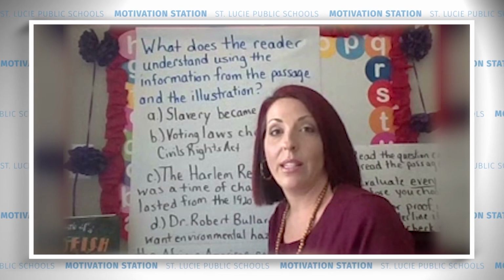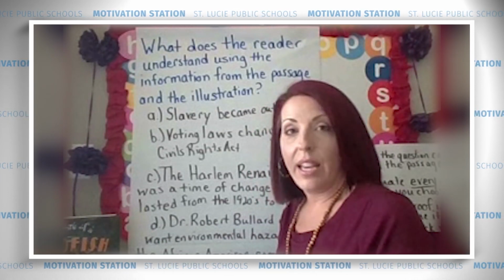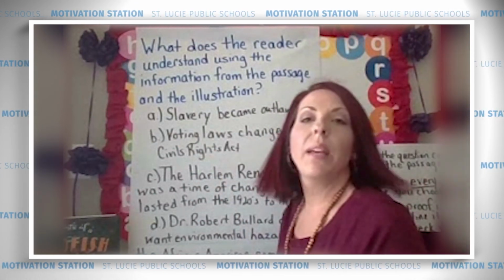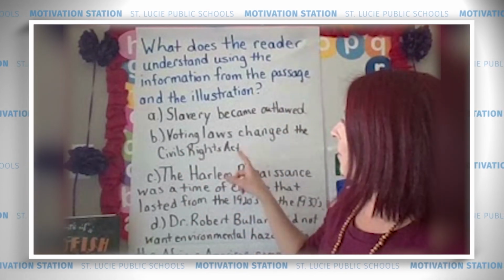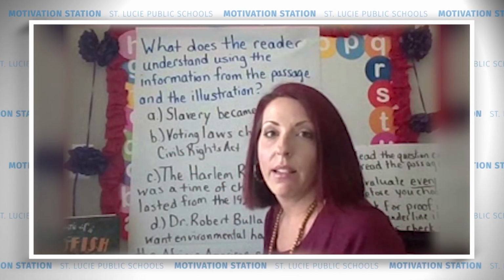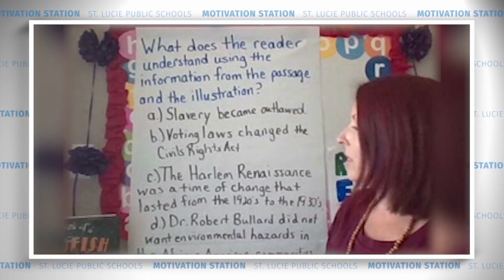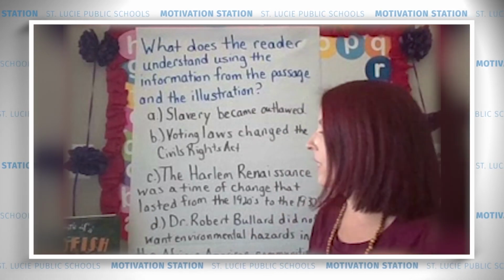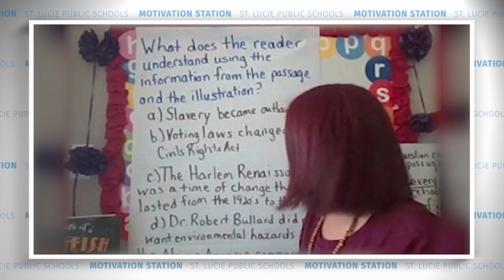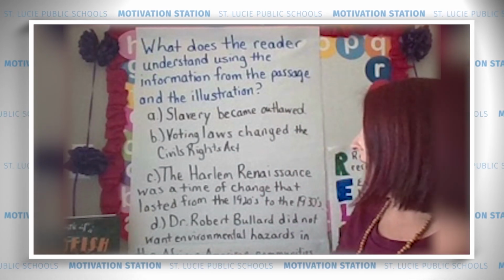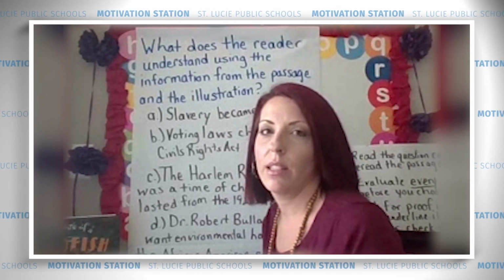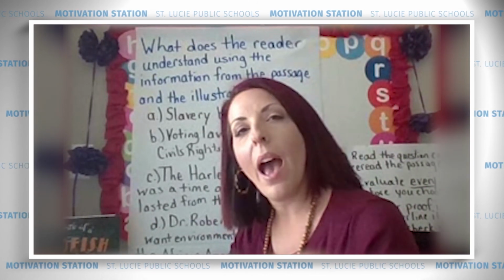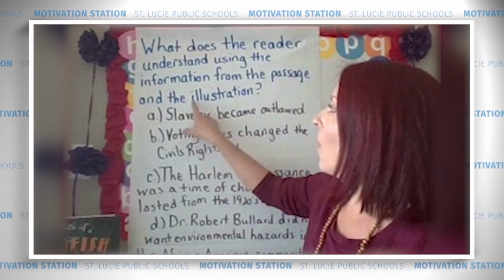Here are our answer choices, okay? And we're going to look at them very carefully before we go back into the passage. So, A, slavery became outlawed. B, voting laws changed the Civil Rights Act. C, the Harlem Renaissance was a time of change that lasted from the 1920s to the 1930s. Or D, Dr. Robert Bullard did not want environmental hazards in the African American communities. So in order to understand that, I have to make sure that I go back into the passage. I also need to make sure that I look at what?